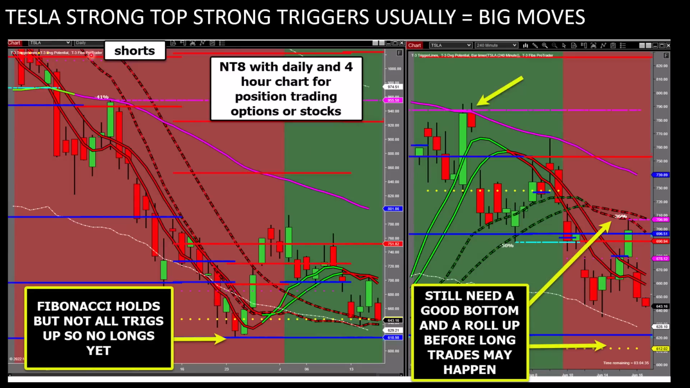This is Tesla. When did I take this? June 16, 2022. They've been killing the market. But again, I want you to look at your daily chart. This is a daily chart.